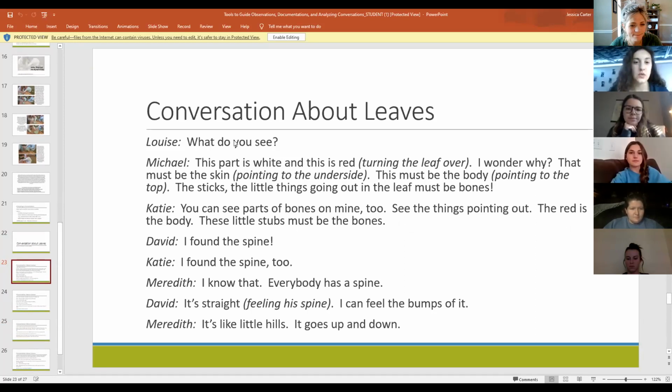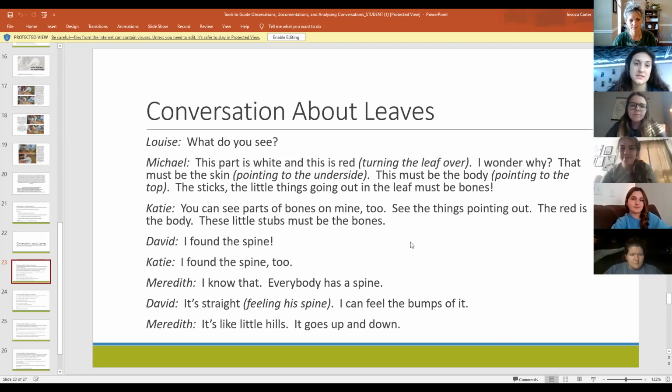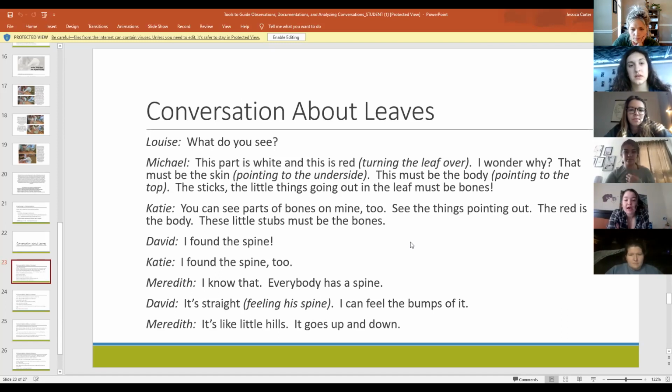Oh, okay. What do you see? Right. This part is white and this is red, turning leaf over. I wonder why. That must be the skin, pointing to the underside. This must be the body, pointing to the top. The sticks, the little things going out in the leaf, must be bones. You can see parts of the bones on mine too. See the things pointing out? The red is the body. These little stubs must be the bones.